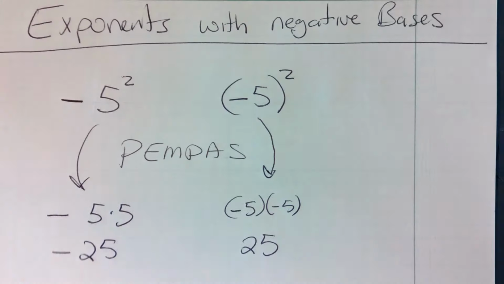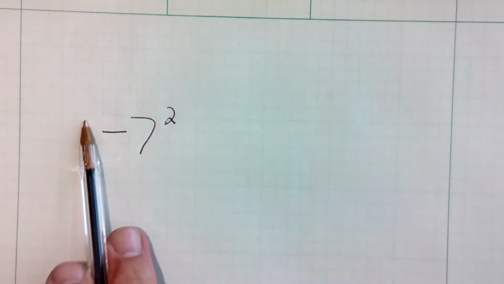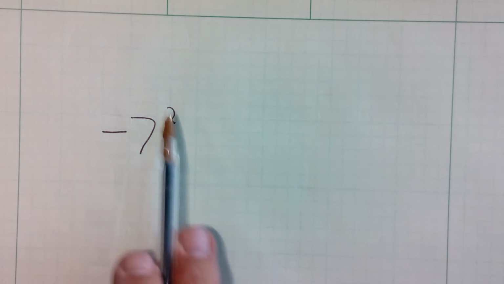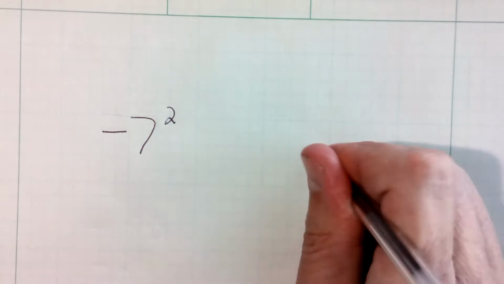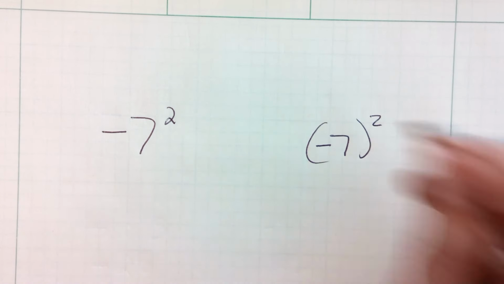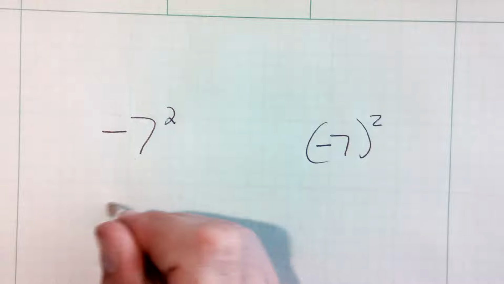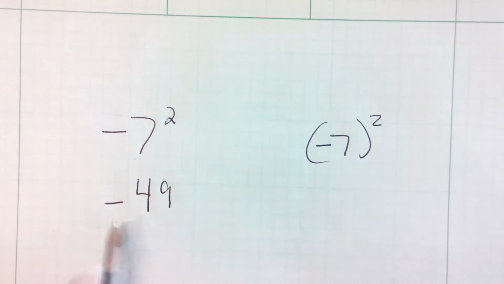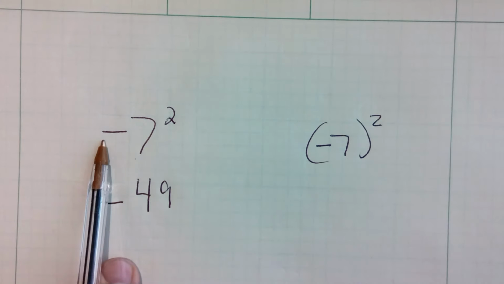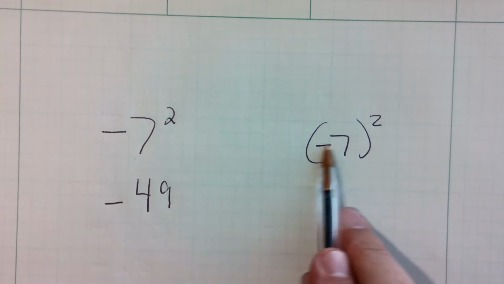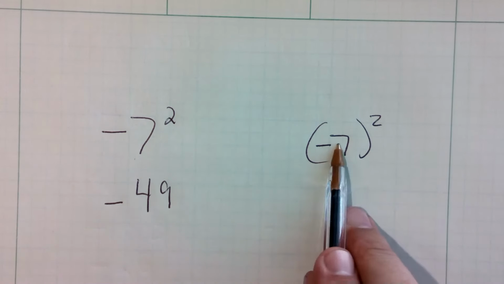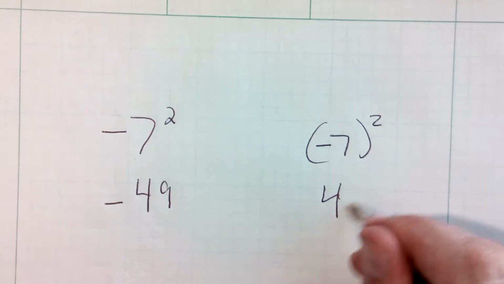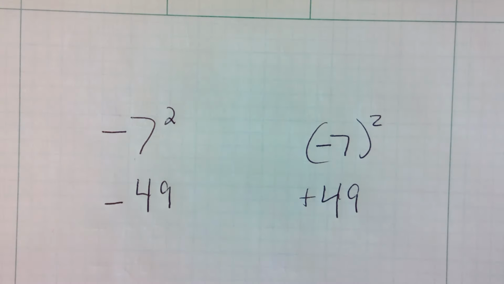So that is actually all there is to today's lesson: the difference between a negative 7 squared, and I still keep saying negative, but I should say minus a 7 squared, versus a negative 7 in parentheses squared. This one here is going to be a negative 49 because the negative is after we square it. This one here, the negative is before we square it, so negative 7 times negative 7 is positive 49.